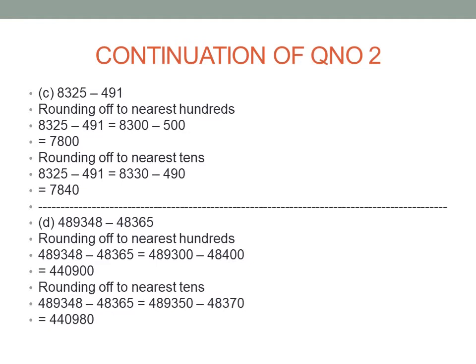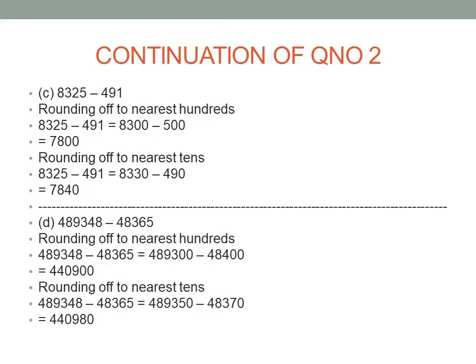When you round off to the nearest 100, 8,325. 325, if you see, is near to 300. So this number can be written as 8,300 minus 491, which is near to 500. Just do the subtraction. If you subtract, 8,300 minus 500, you will get 7,800.